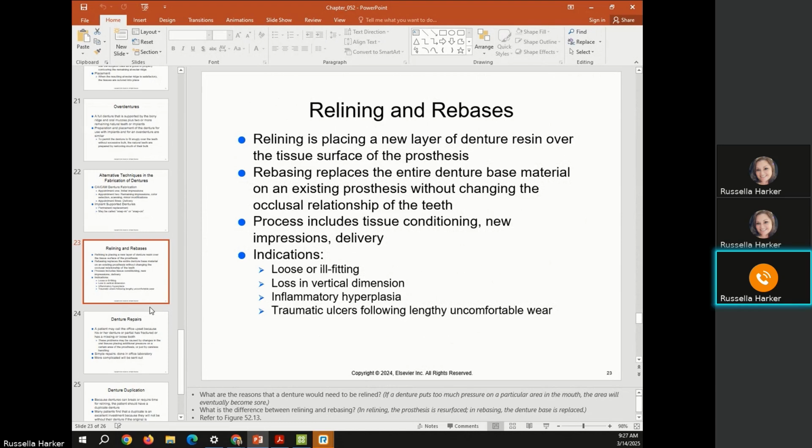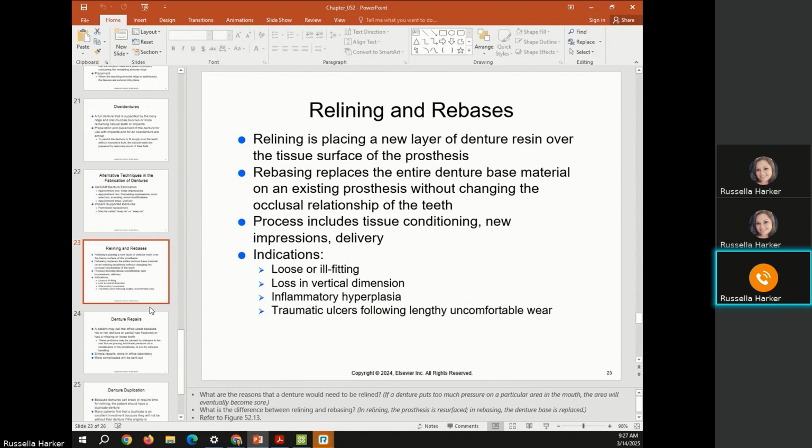Rebasing the denture replaces the entire denture base material on the existing prosthesis without changing the occlusal relationship of the teeth. So you're putting a new base on the denture. You're not changing the teeth, but you're changing just the base part where like the acrylic shows for the tissue. That process includes tissue conditioning, new impressions, and a delivery to the patient.